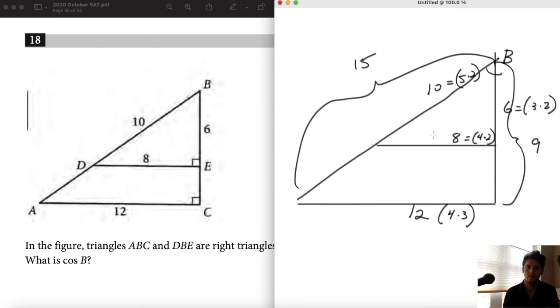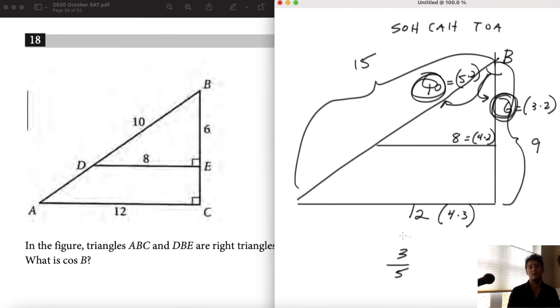adjacent. Remember, Sohcahtoa. Cosine B is adjacent, which is a 6, over hypotenuse, which is a 10. 6 over 10, adjacent over hypotenuse, 3 over 5. Whether it's 6 over 10 or 9 over 15, it reduces to 3 over 5. So we really didn't even have to calculate those other sides. That was sort of a compulsive move that a lot of us will pull, and I pulled in that situation, but it's unnecessary.